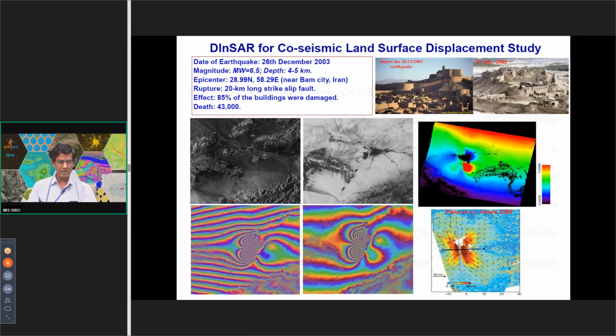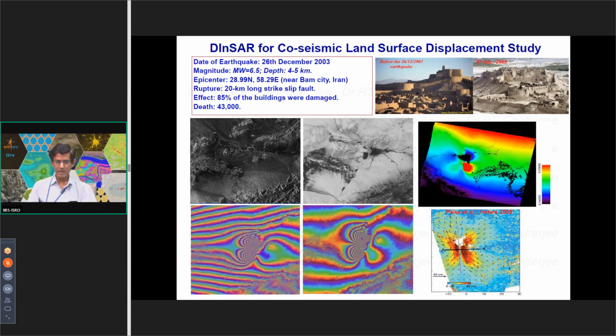So here you see that this earthquake occurred on 26th December 2003, and the magnitude of the earthquake was 6.5. It was a very shallow earthquake, 4 to 5 kilometers. When the earthquake is very, very shallow, the effects of the earthquake on the land surface will also be very high. Because of that, a lot of damage took place. In fact, 85% of the buildings were damaged.